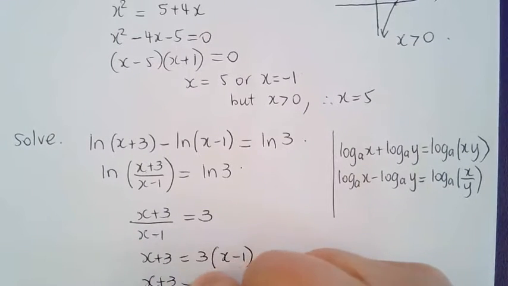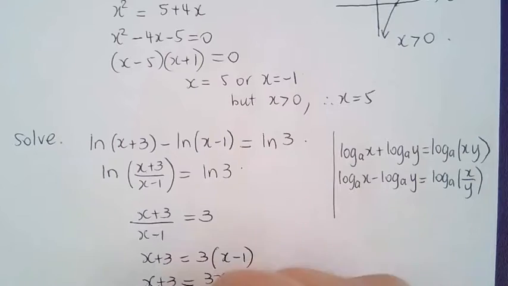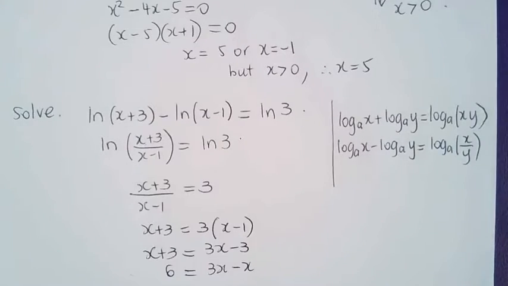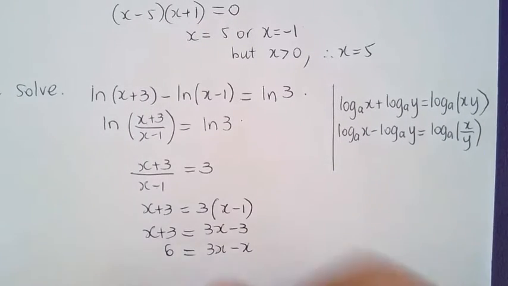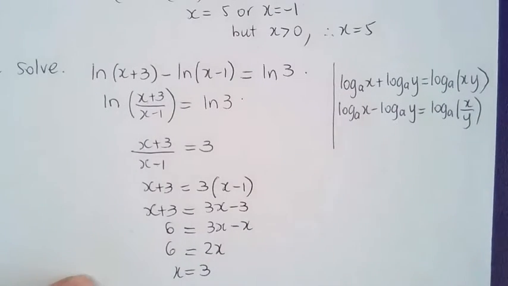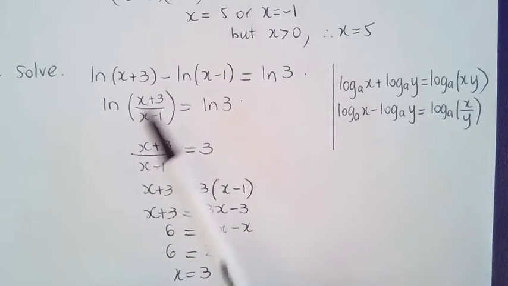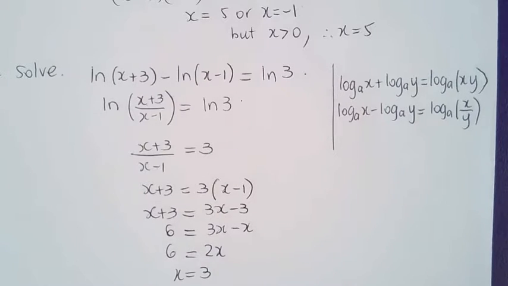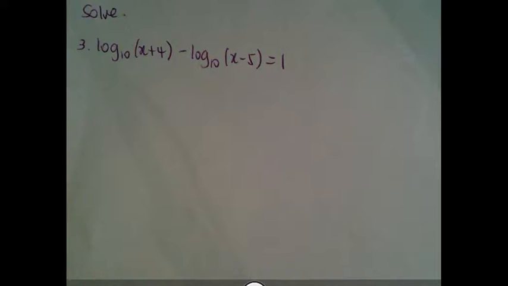Expand. X plus 3 equals 3x minus 3. 3x minus x equals 6. Be careful. 2x equals 6, x equals 3. And if you put 3 in there and worked it out, you should get the same. We'll do more of these next lesson. So that answer's fine. Just a few more examples of solving logarithmic equations, continued from last lesson.